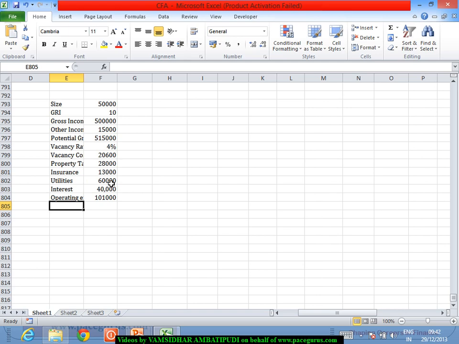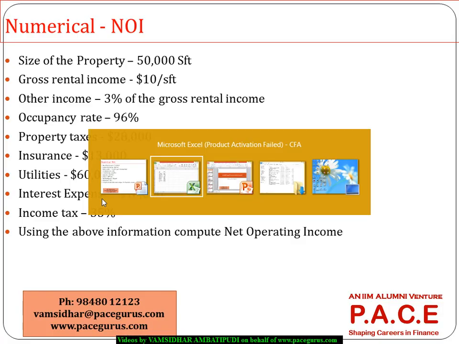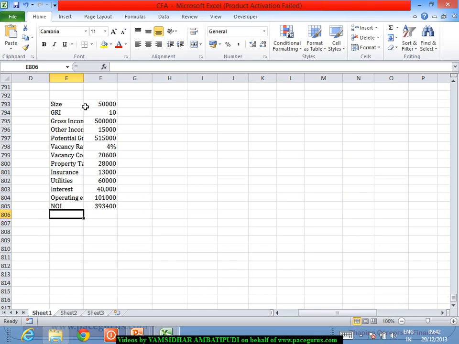So these are what are getting added to my operating expenses. When I want to find out the net operating income, I am looking at the potential gross revenue, rental income, minus the vacancy costs, minus the other operating expenses which I am having. So the net operating income in this case I am treating as 393,400. That is how we compute the net operating income in this case.